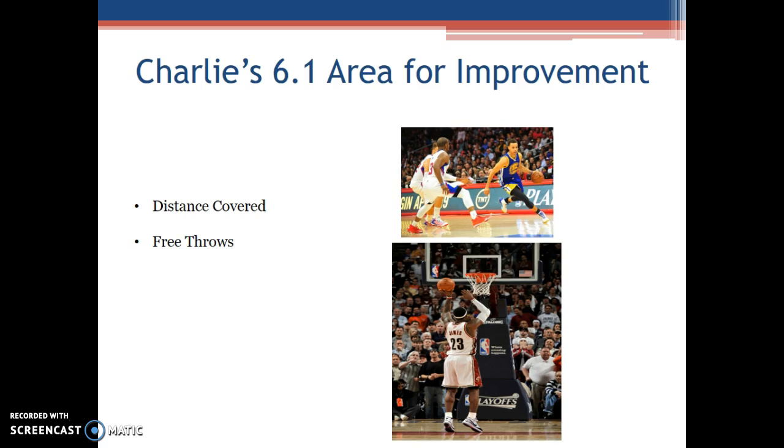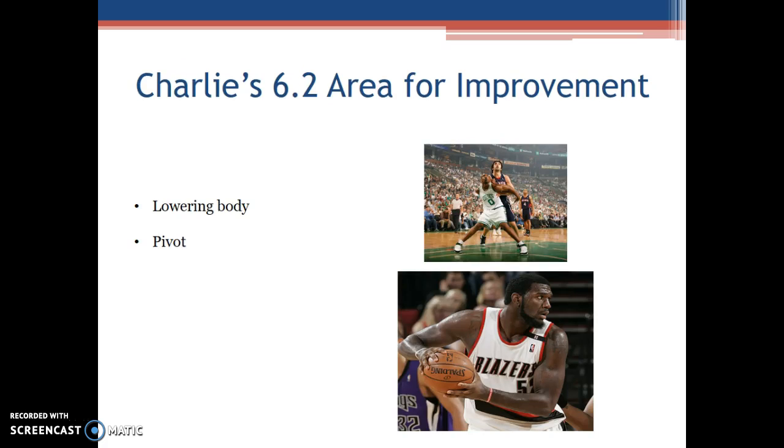Charlie's box out for 6.2. This is for areas for improvement, sorry. Charlie's box out just suggests to me that his weakness was that he doesn't get low enough when he's preparing for his rebound. This means that Charlie was more susceptible to being pushed over by the opposition.